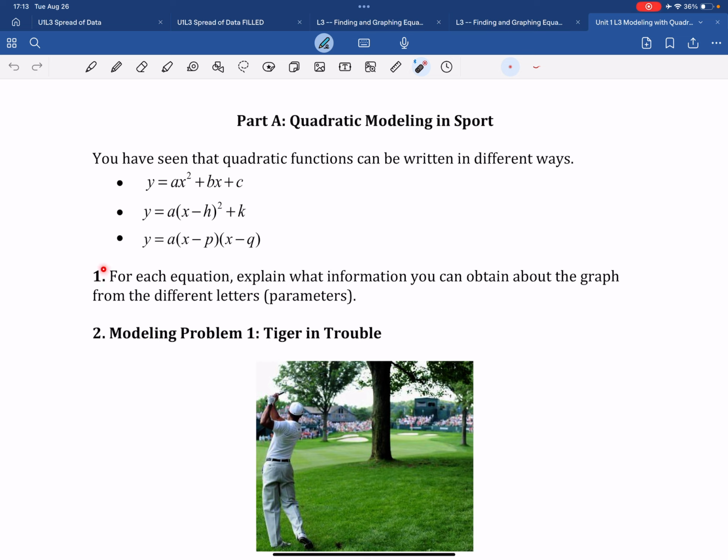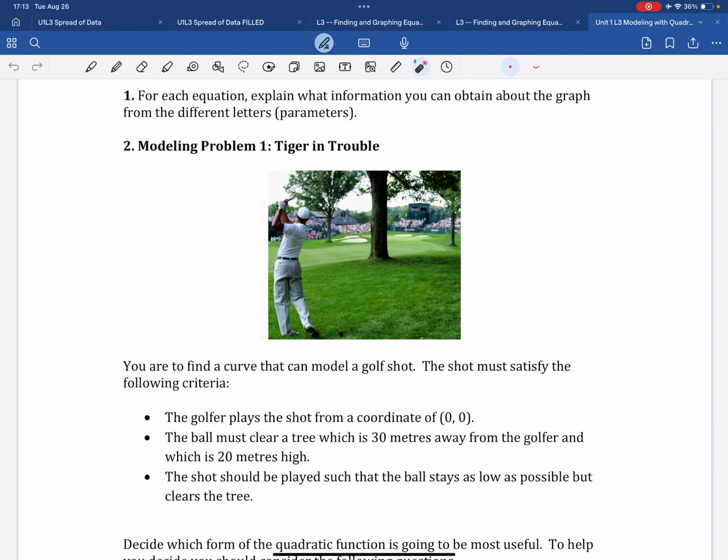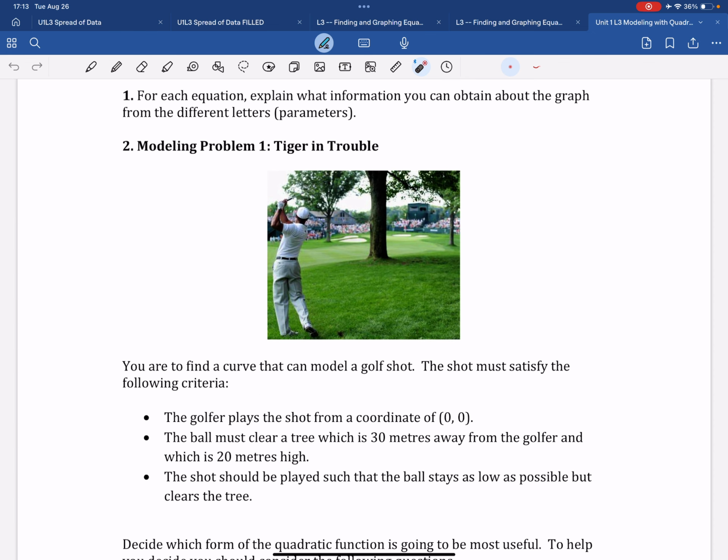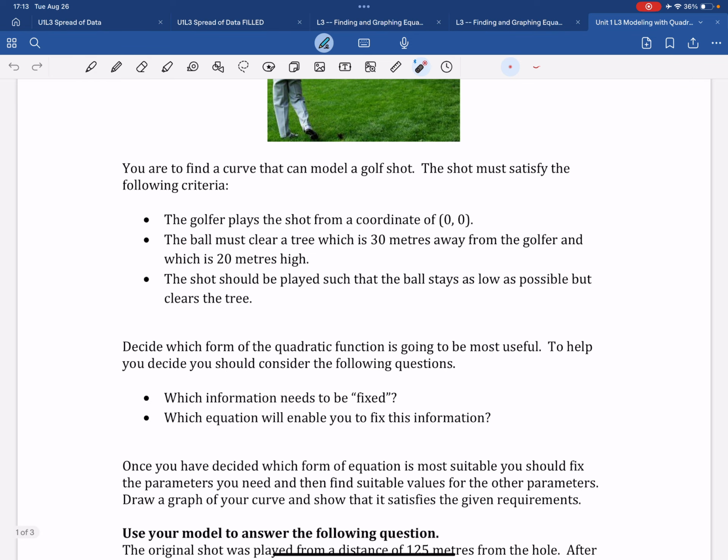So first, for each of these equations above, just what information can you obtain about the graph from the different letters, right? Probably the hardest thing to determine here will be this b. Everything else, I think, is not too bad. Okay, so that's the first thing. Then second, you have these conditions, okay? And your job, like in most of these, is which form is going to be most useful? Here are the questions you should ask.